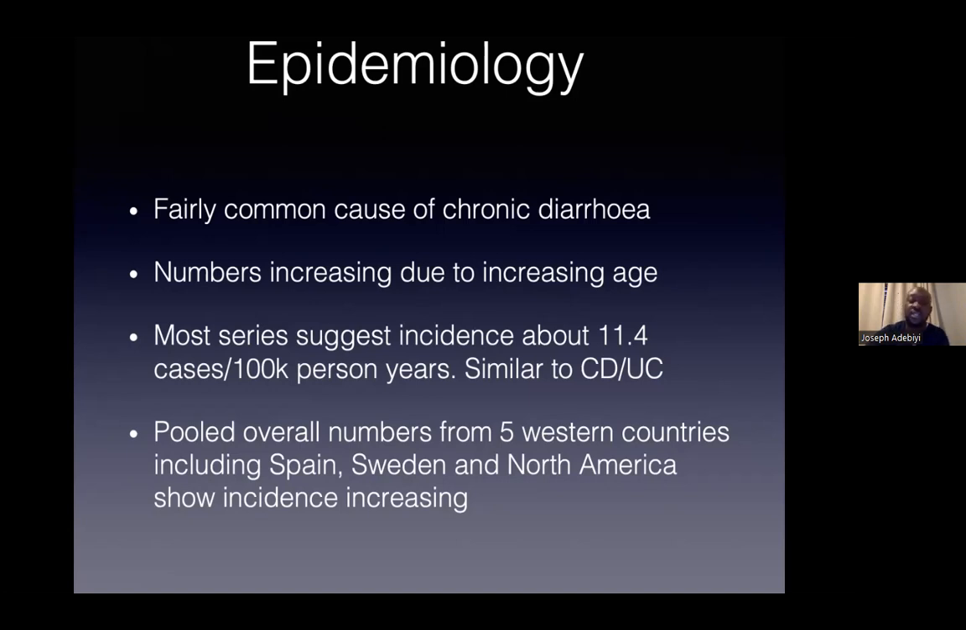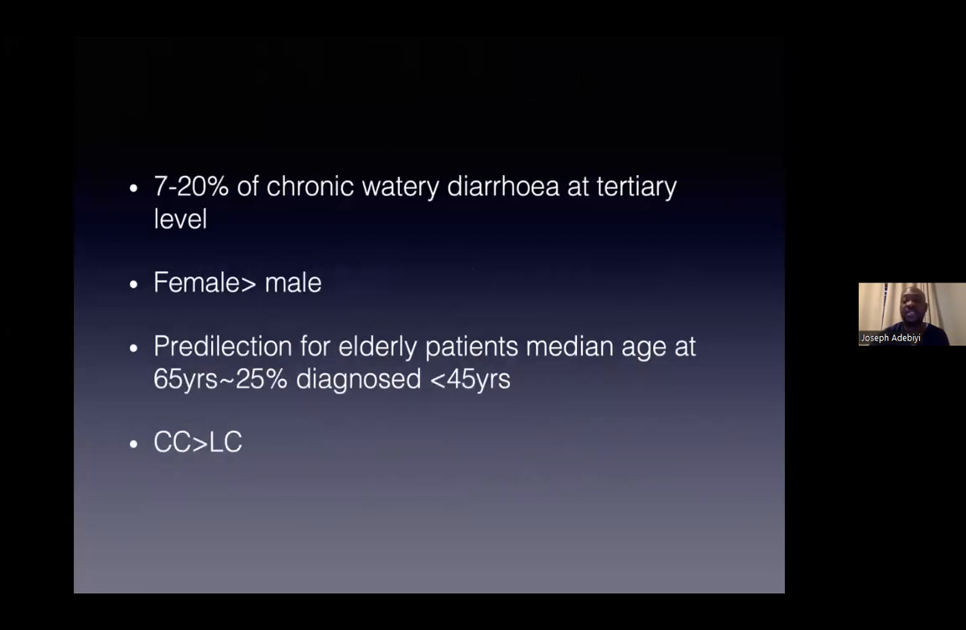And most series would suggest that the incidence would be about 11.4 cases per 100,000 person years. And this is basically similar to what you'll find in patients with Crohn's disease and ulcerative colitis. So indeed, it is not an uncommon disease. And when you look at pooled overall numbers from 5 Western countries, including Spain, Sweden, and even North America, these have shown that the numbers have been increasing.